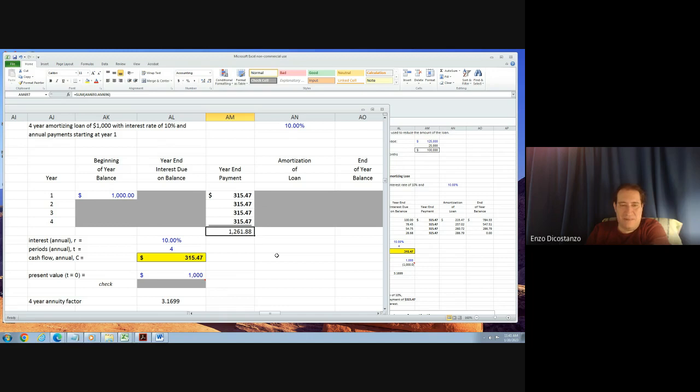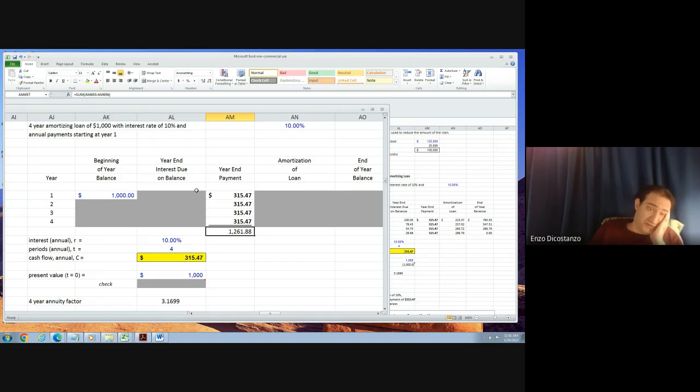Is that okay? Now, instead of the spending, you're looking at it from the bank's perspective. The bank gave you 1,000, and you're giving the bank $315.47 four times over the next 4 years. Nominally, obviously you're paying a little bit more, and the total interest rate might be about 26%. But we don't use this too often. I'll leave this here.